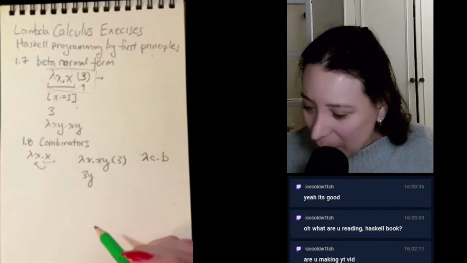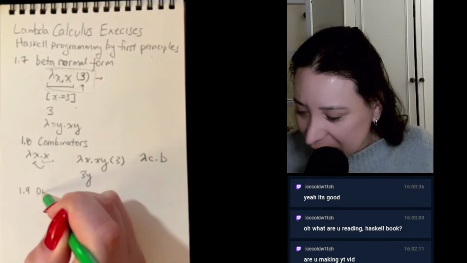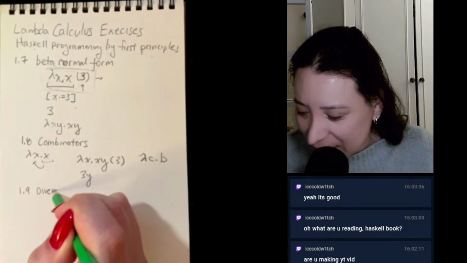All right, so 1.9 talks about divergence. Good book, Divergent.